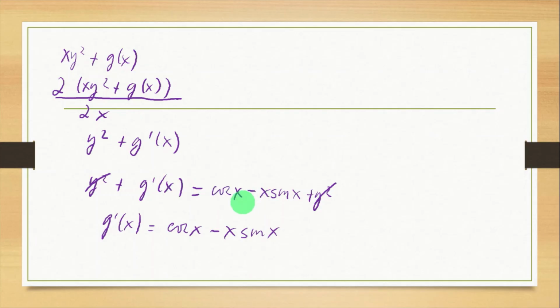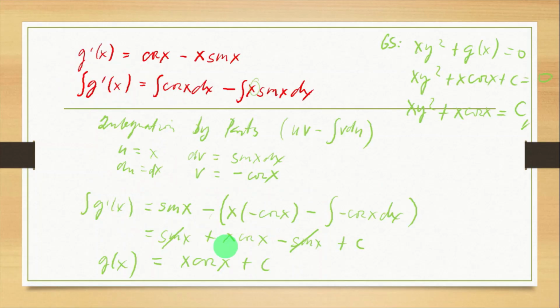And in our example, our m of x and y is cosine x minus x sine x plus y squared. So you have the equation y squared plus g prime of x is equal to cosine x minus x sine of x plus y squared. You can cancel out your y squared in the left side of the equation and on the right side of the equation. So you're left with g prime of x, and that's equal to cosine of x minus x sine of x.